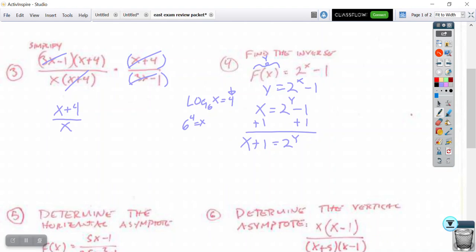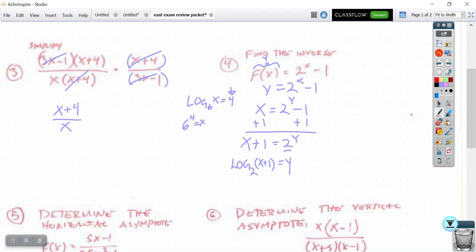So we're going to go with the log, and I'm not going to write a base, so it's going to be assumed that the base is base 10. Oops, I'm sorry. The base is right here, so the log of 2, and the result was x plus 1 equals y.